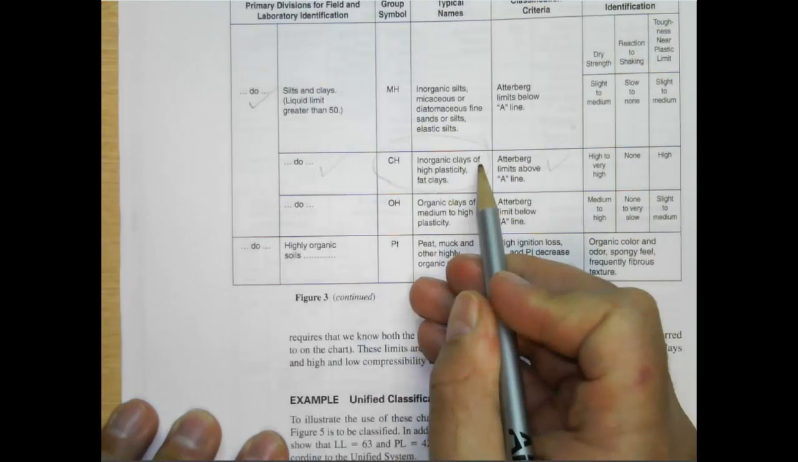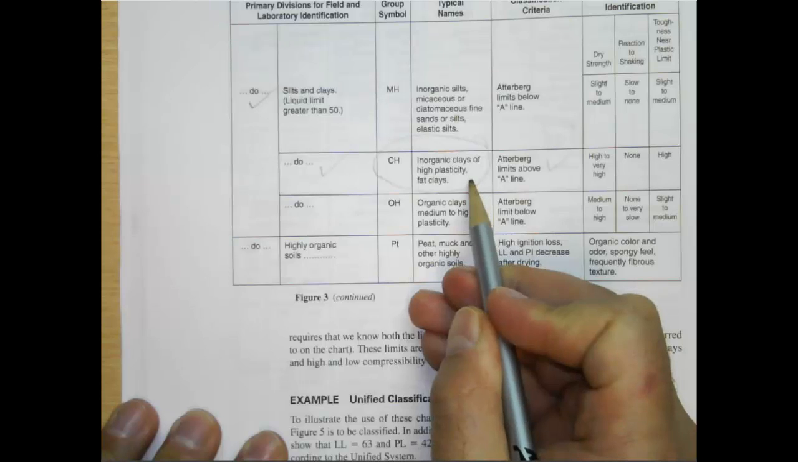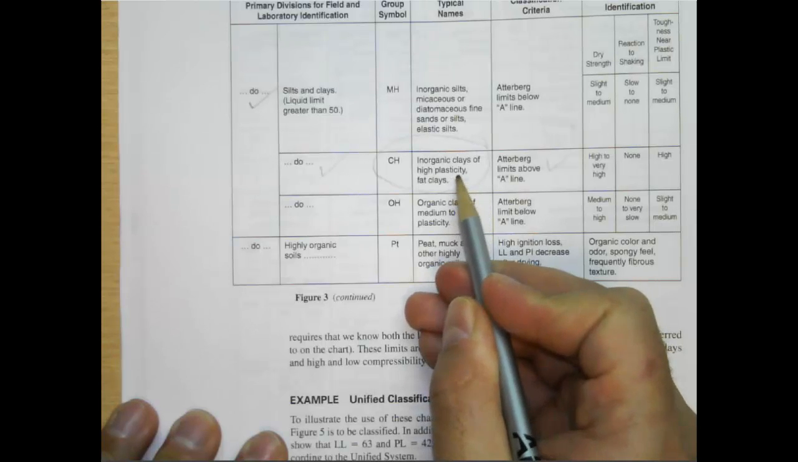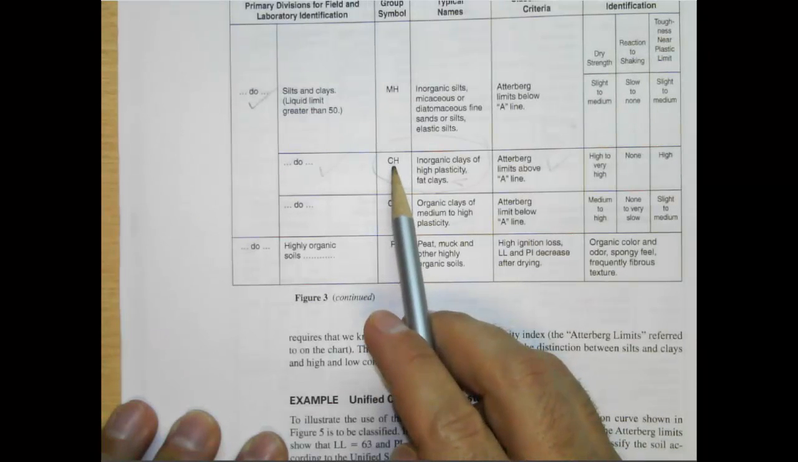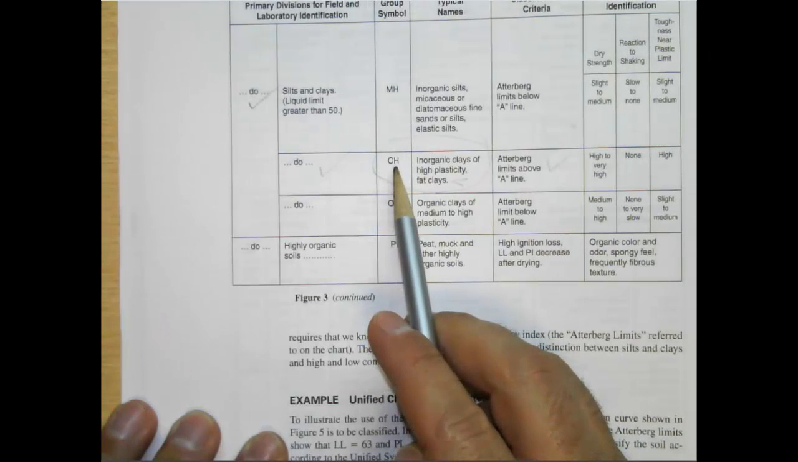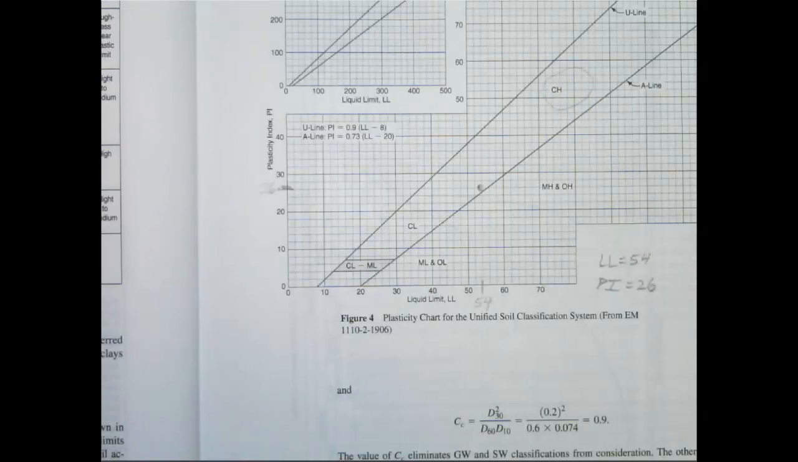So in this case, this sample that I've posted for you to try out is this. CH, inorganic clays of high plasticity, also called fat clays. Okay, symbol CH. You can also find this symbol right here. So that's how you do your analysis.